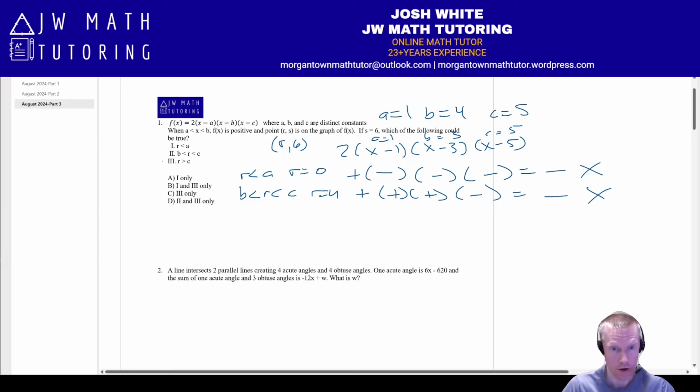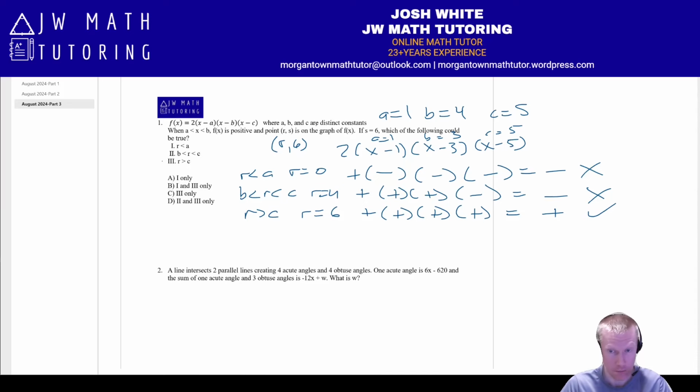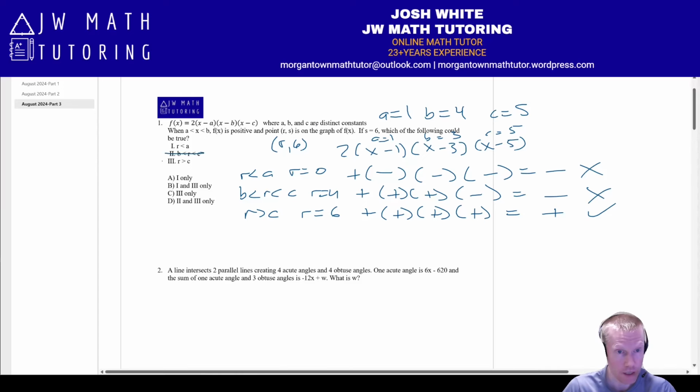Now we'll pick one for where R is greater than C. So let's say R is equal to 6. So we've got the positive out front still. 6 minus 1 is positive. 6 minus 3 is positive. 6 minus 5 is now positive. It's all positives all the way across. Therefore, you could have a y coordinate of 6, because when it's greater than C, it's going to be a positive value. So that would allow you to eliminate these two again. It's going to be this one only. The correct answer for this is going to be letter C.